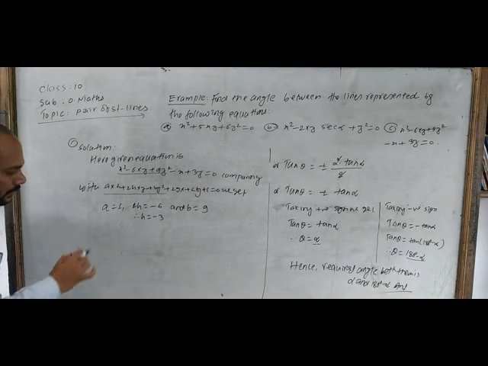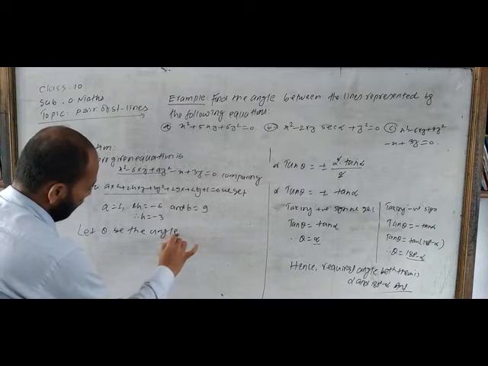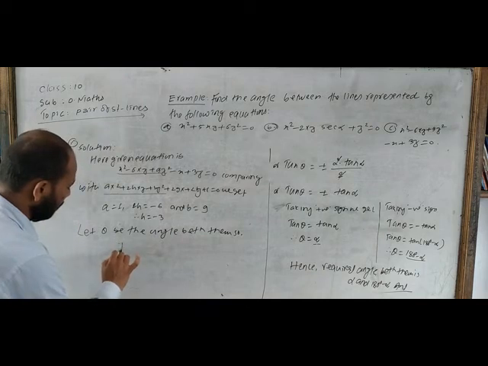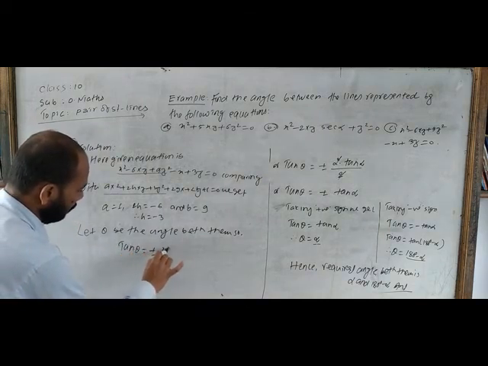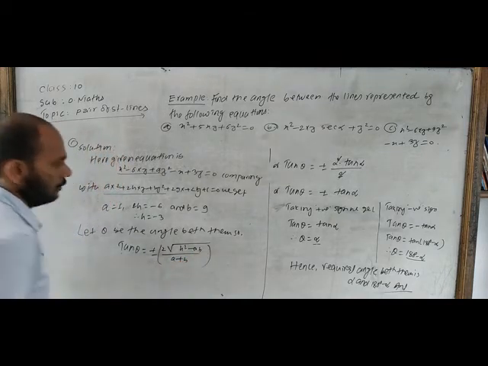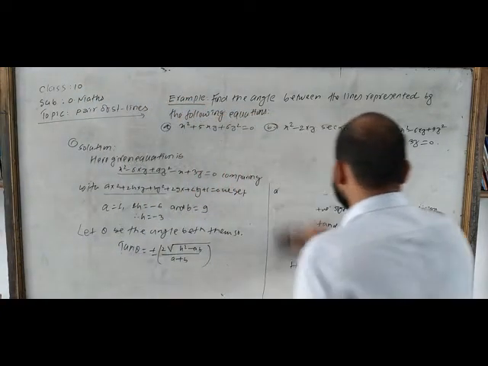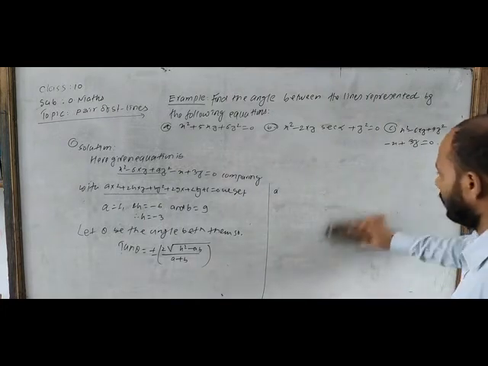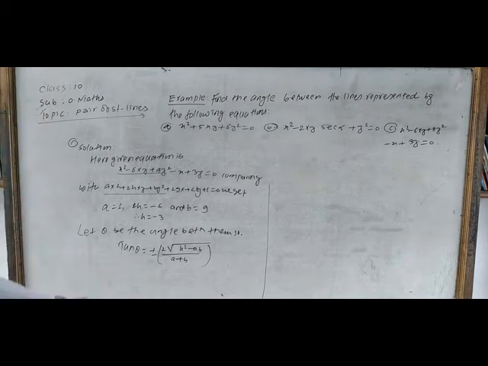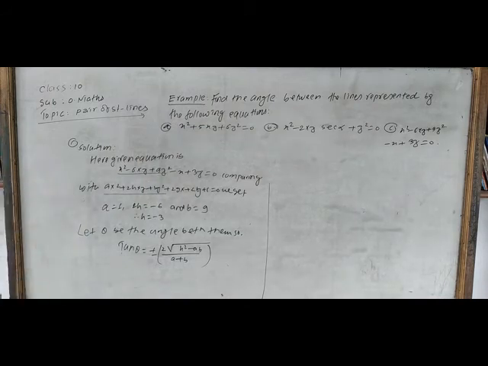Okay, and let theta be the angle between them. So we have tan theta is equal to plus minus 2 root under h square minus ab by a plus b. Today we have only one topic, how we find the angle between them. Today we only discuss questions related to the angle between pair of lines represented by the given equations. Here we have 3 examples. We totally completed A and B. Now we are in C.